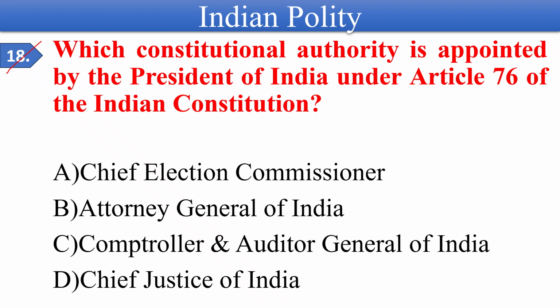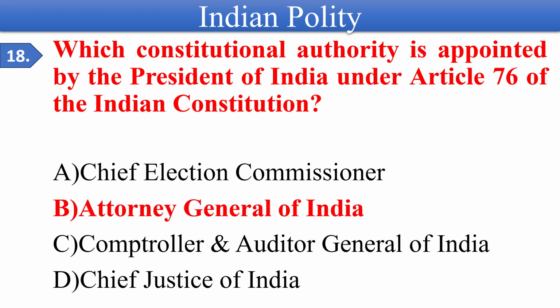18th question. Which constitutional authority is appointed by the President of India under Article 76 of the Indian Constitution? Option A, Chief Election Commissioner. Option B, Attorney General of India. Option C, Comptroller and Auditor General of India. Option D, Chief Justice of India. And the answer is option B, Attorney General of India is the correct answer.